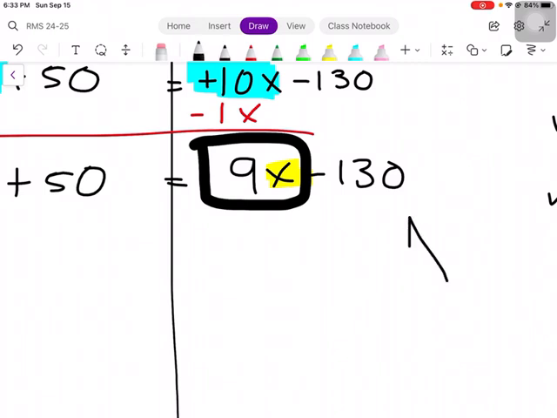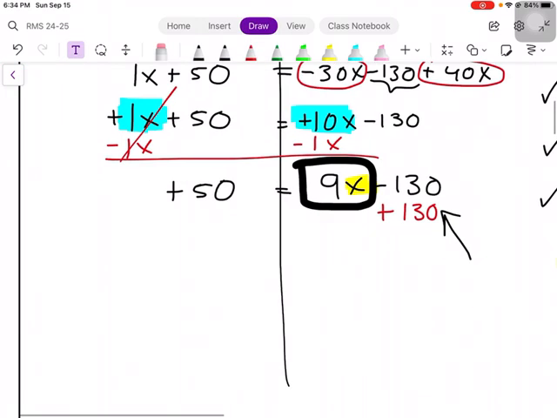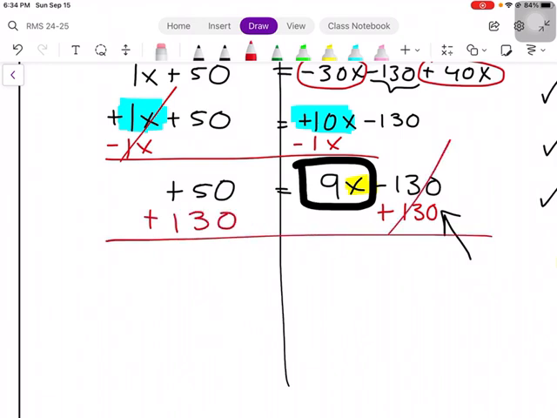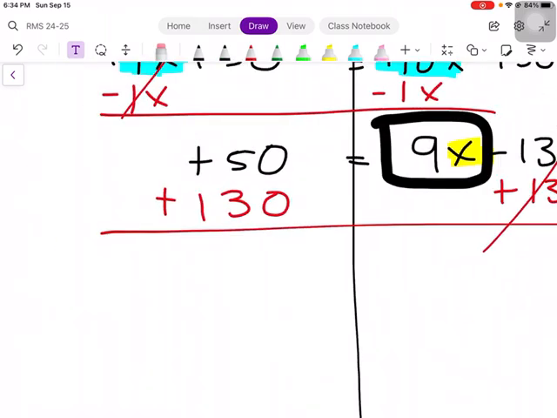Instead, we're going to focus our attention on this guy right here, the negative 130, and do the opposite of negative 130. Okay, so we're going to do plus 130 on both sides. Now, I saw a good number of you mess up this addition here. Make sure you use your calculator any time you're doubting yourself. I would just use your calculator to make sure, but 130 plus 50 is 180, positive 180.